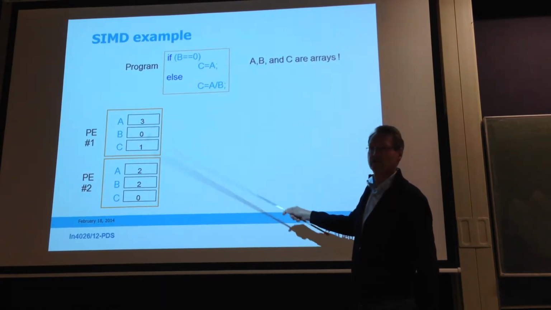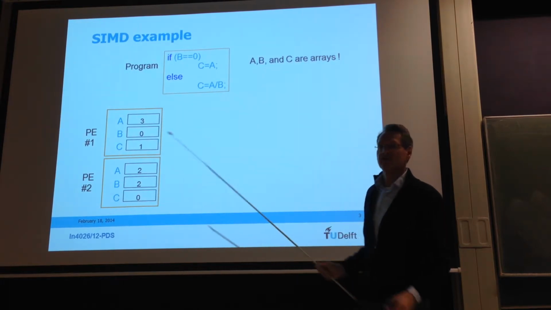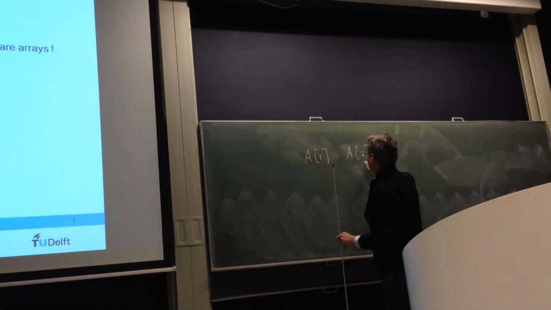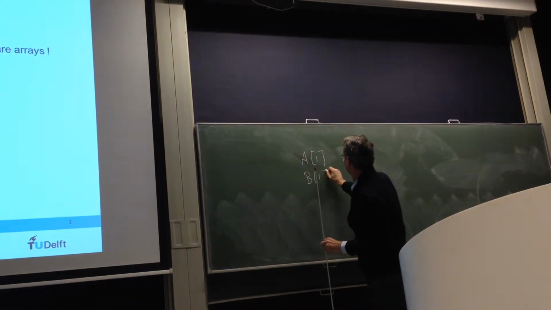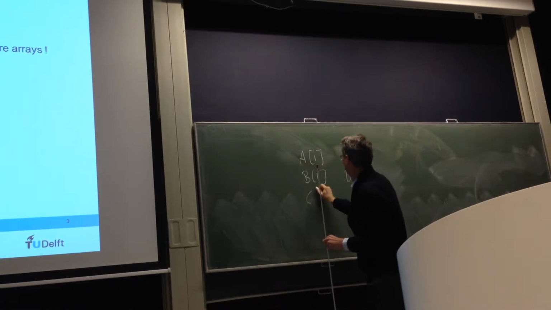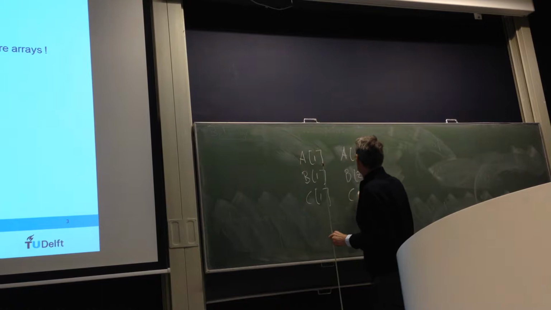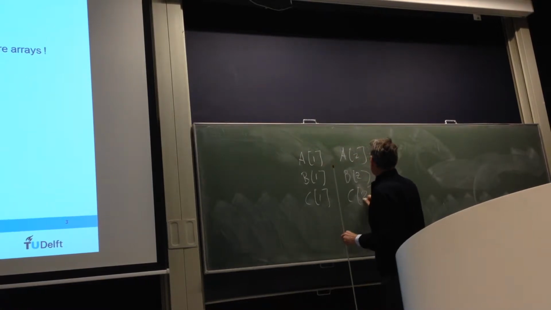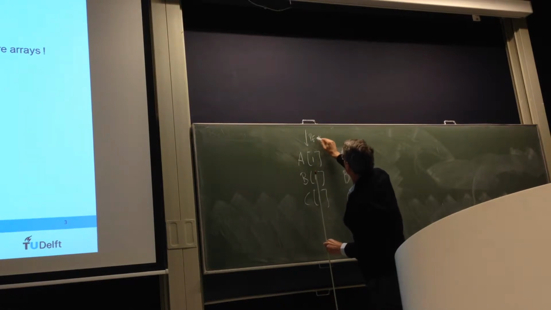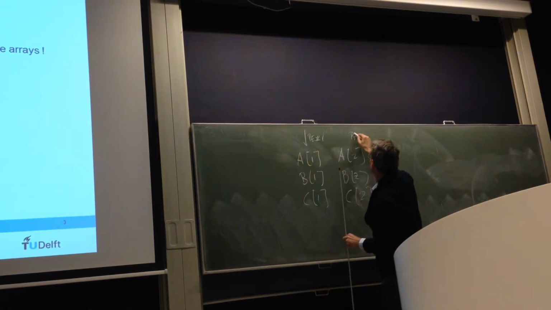So this is not equal. This is not the same variable. So this is A1 and A2. So basically we're talking about A1, and the same holds for B1, B2, C1, C2. Okay? And this is the PE1, and this is the PE2.